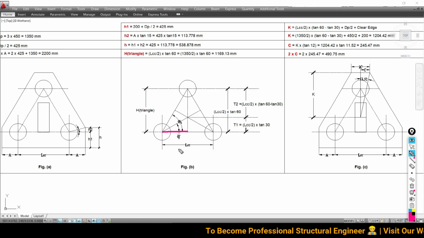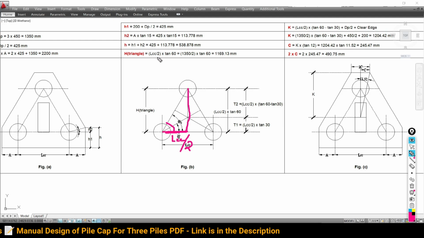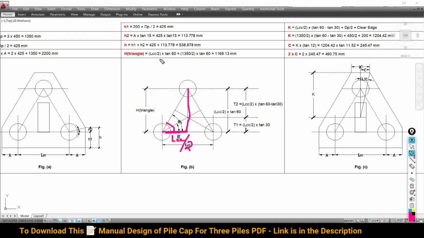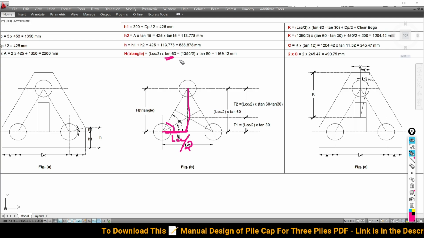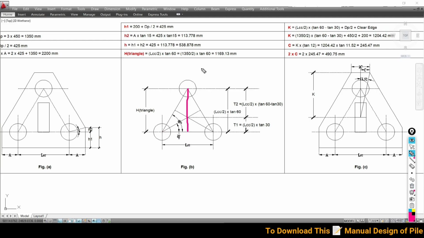This half value we are knowing. This is half of your LCC, the center to center distance between the two piles. If you take half of this, you will get this value. We know the angle is 60 degrees, so what's the problem? We can calculate this total height. That will equal LCC divided by 2, the center to center distance divided by 2, multiplied by tan 60. If you put all the values here, we get the total height of this triangle as 1169.13.